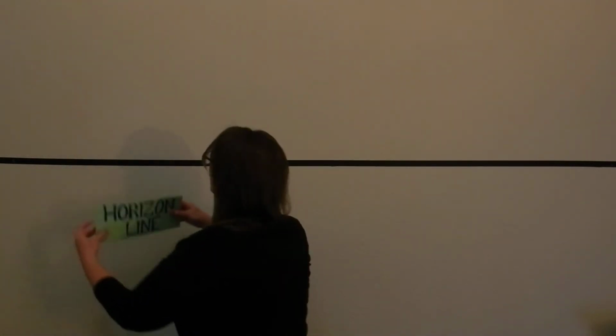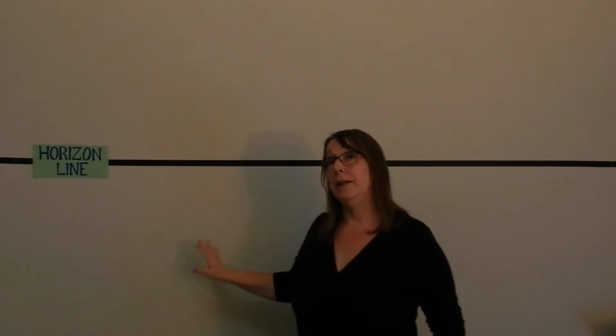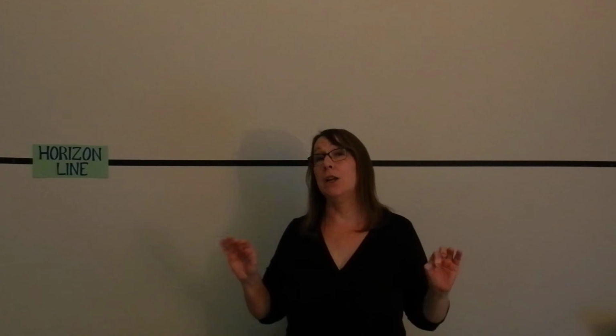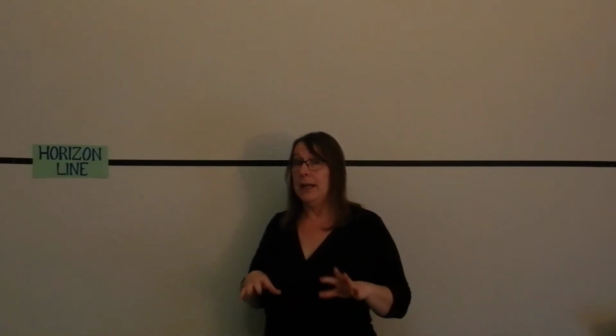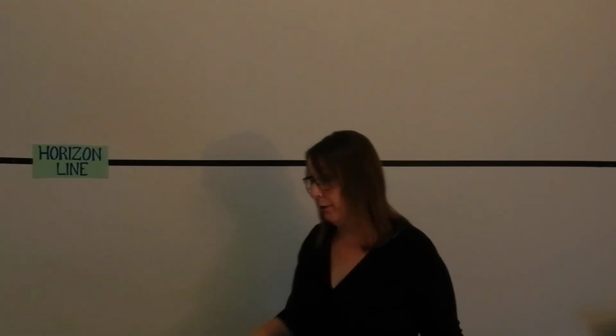What I'd like to do now is talk about this line that's going behind me, okay? When you begin one-point perspective, the very first thing you have to do is establish your horizon line. This line is called the horizon line. The horizon line is in every work that is created, but you often do not see it. It is that line that separates the sky from the earth.